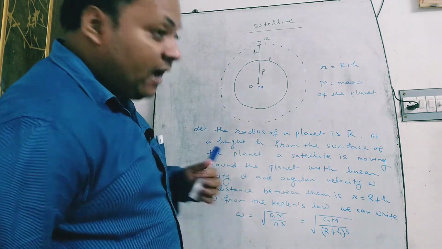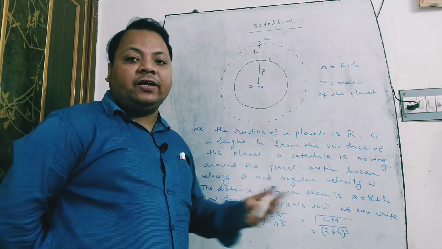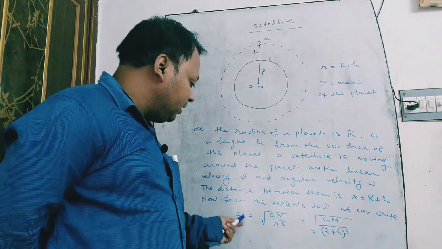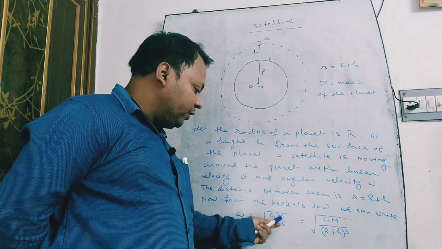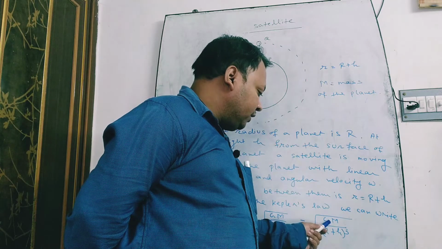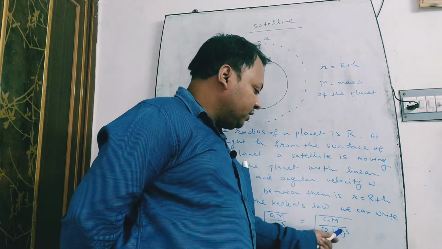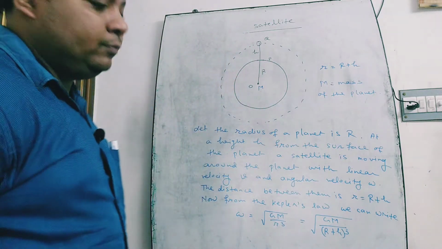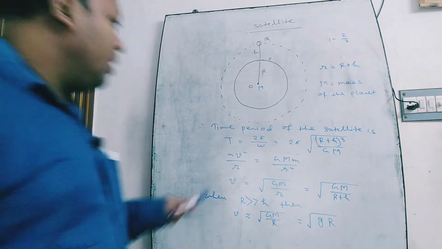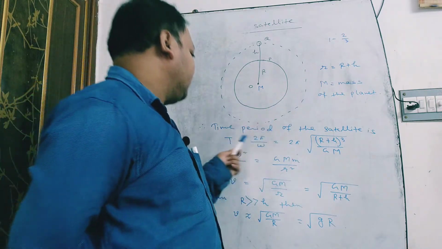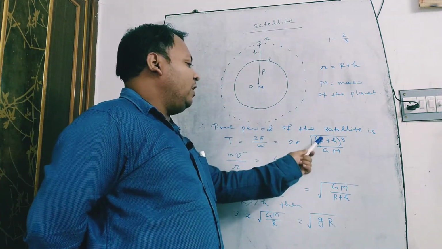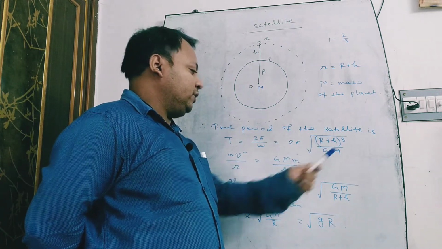Now, according to Kepler's planetary motion or the gravitational law, we can easily write that omega is equal to under root of capital G capital M by r cube, or this is equal to under root of capital G capital M divided by r plus h whole cube. Now the time period of the satellite, capital T, is equal to 2 pi by omega, which is equal to 2 pi under root of r plus h whole cube divided by capital G M.